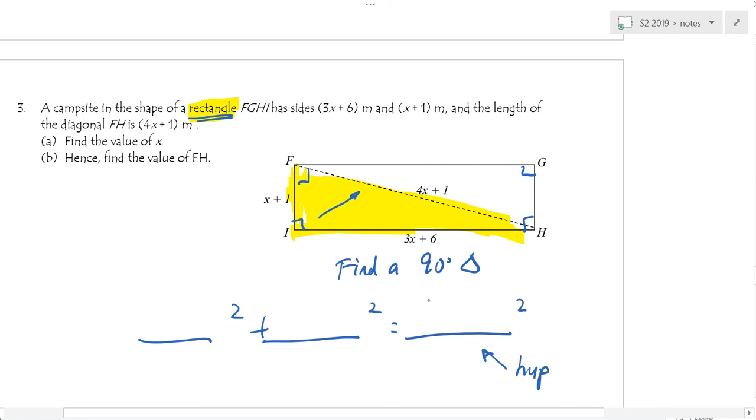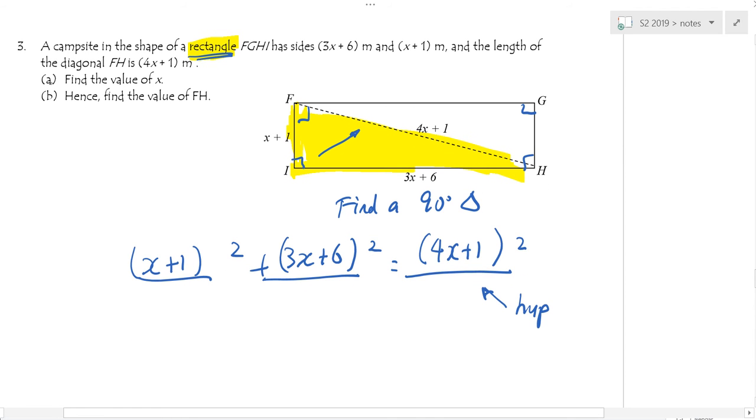So can you write down: this is 4x plus 1. Ashraf, do you understand this? But what do I write on the other two? x plus 1 squared and 3x plus 6 squared. Then they say they want to find the value of x. So what should I do?